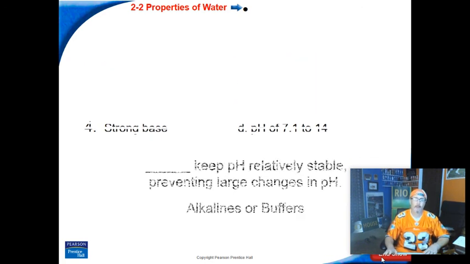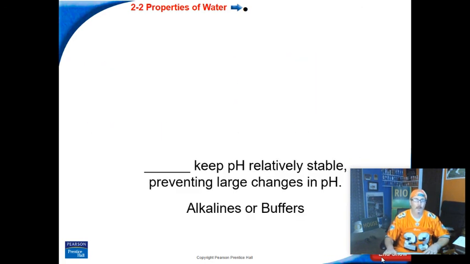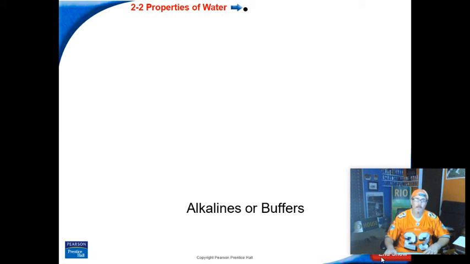Oh, really? How annoying is that? Okay. Buffers keep pH relatively stable, preventing large changes in pH. Are we talking about alkalines or are we talking about buffers? What keeps pH stable? If you're not sure, take a look at number 21. Of course, that's buffers.